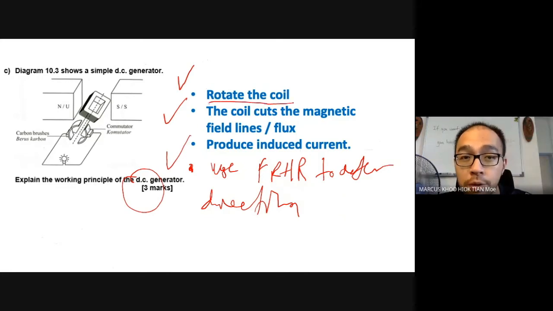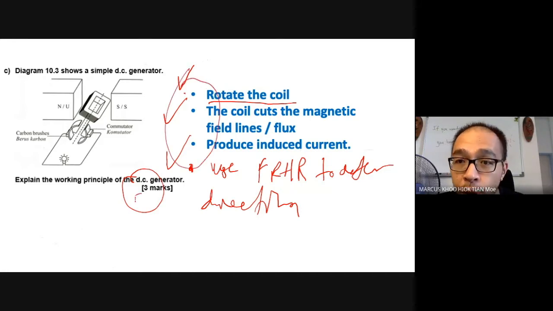How is the coil rotated? By using your own hand. Okay, you rotate the coil yourself. Somebody asked me over the past few days, so how does the coil rotate itself, or is there somebody to rotate the coil? No, you rotate the coil. Okay, you rotate the coil, and then the coil will cut the magnetic field lines, and then it will produce an induced current. Okay, the most basic explanation.